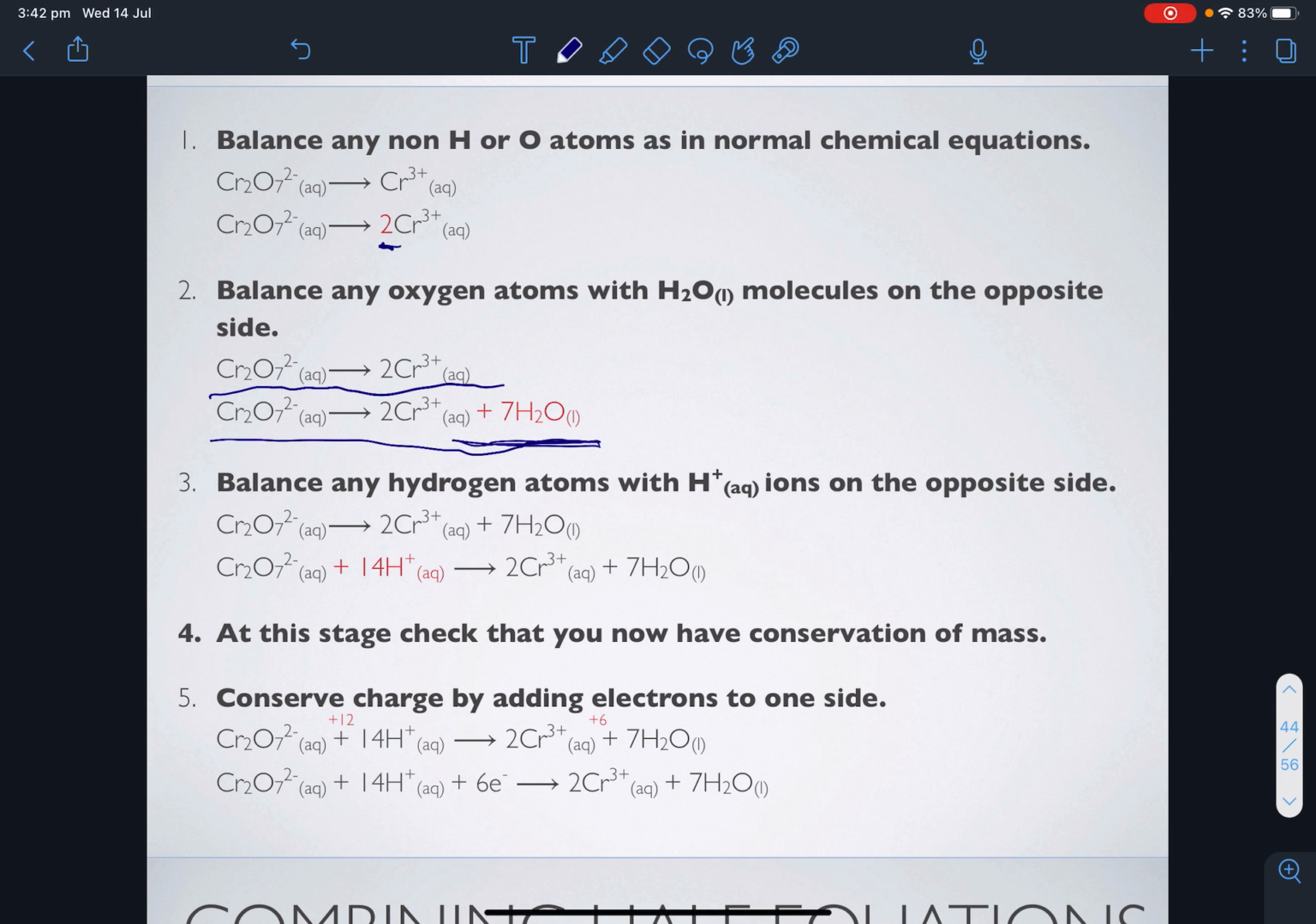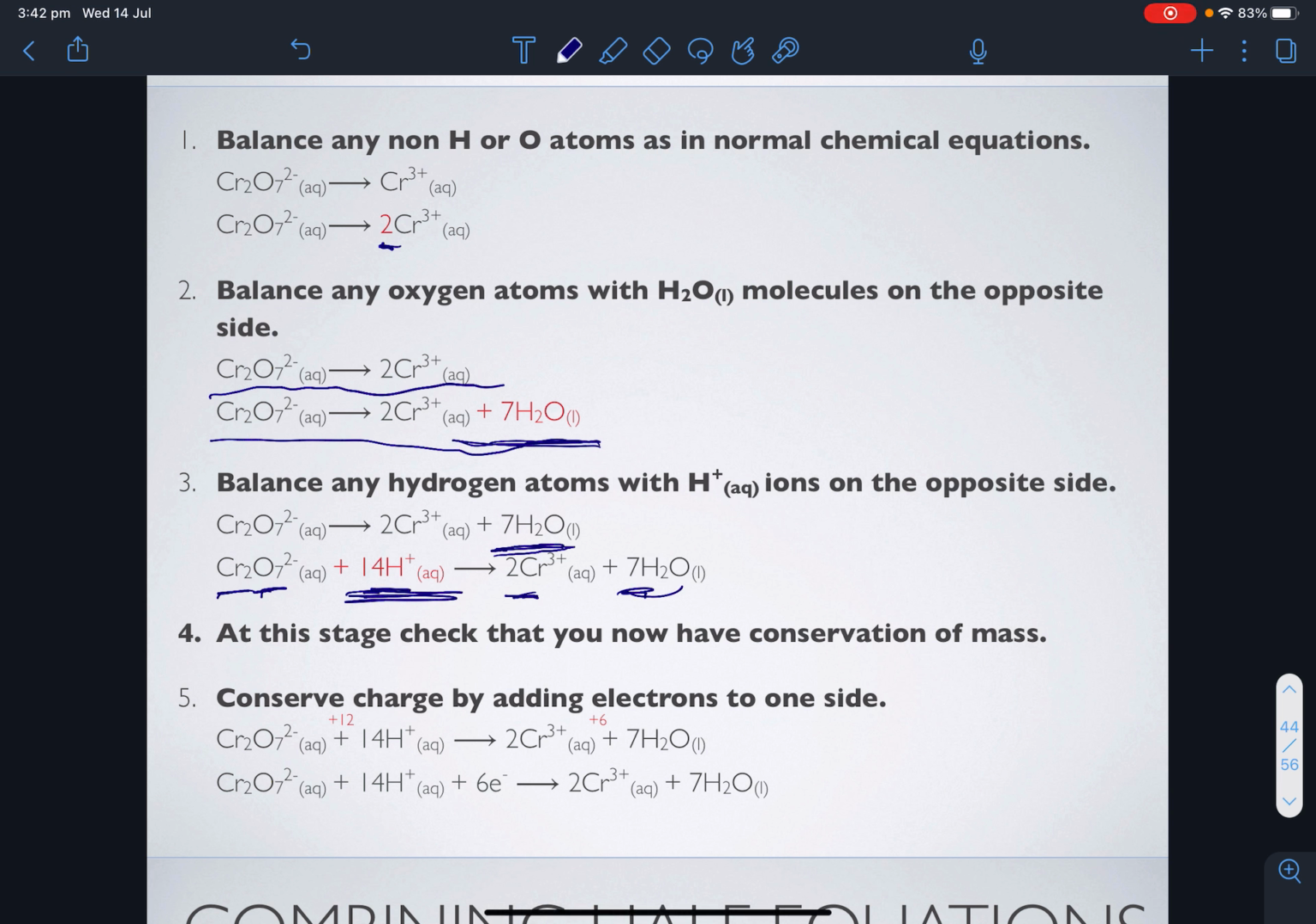Step 3. What we need to do is balance any hydrogen atoms, and we balance them by adding H+, or acidic protons, ions to the opposite side. Okay, so here we can see we added those 7 waters. So now we have 14 hydrogens to balance out. So we're going to have to add 14 H pluses to the opposite side. Okay, at this stage you should have conservation of mass. 2 chromiums, 7 oxygens, 7 oxygens, 14 hydrogens, 14 hydrogens.